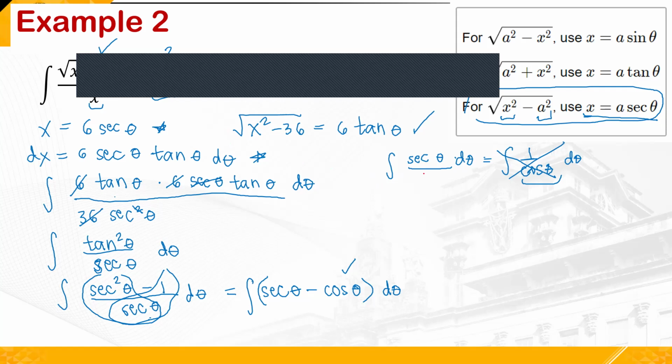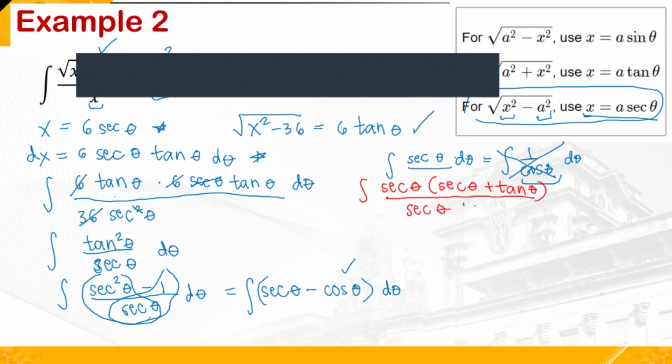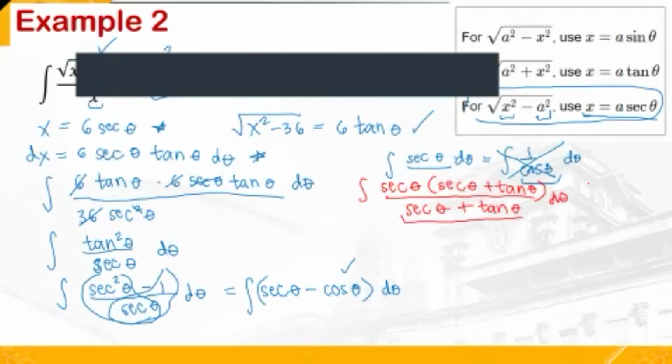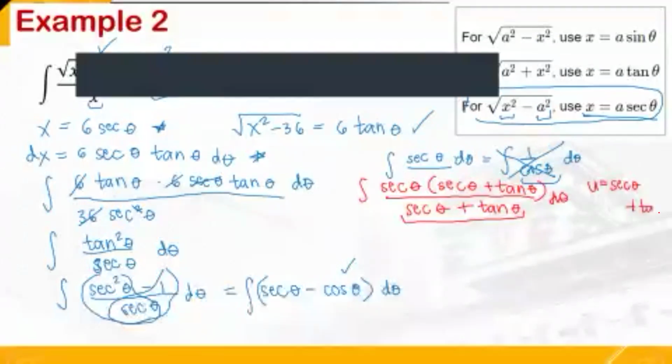What we will do is multiply the numerator and denominator by secant theta plus tangent theta. So that will become secant theta. Tapos meron tayong secant theta plus tangent theta here. And we do the same thing on the denominator. So secant theta plus tangent theta. Of course, we still have the d theta. Why are we doing that? Kasi if we let this denominator be equal to our u, let that be equal to u, the du will be equal to what?